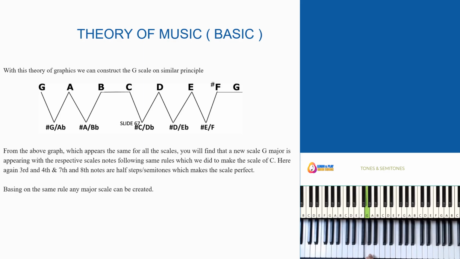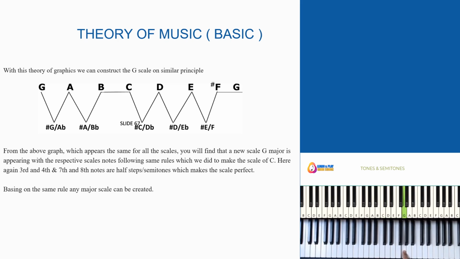So 1, 2, 3, 4. So the 3, 4 semitone formula is applied now. It's correct. So 3, 4, 5, 6, 7, 8. It's not a semitone. So wrong. For G, the semitone will be this sound, F sharp. So the new sharp is born. The black key is coming into existence with the G scale. G, A, B, C, D, E, F sharp, G.